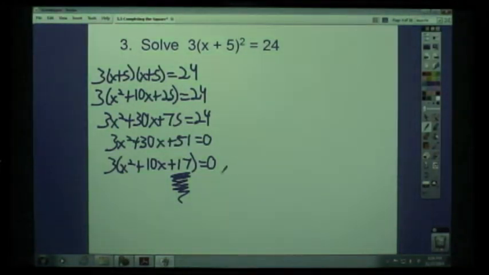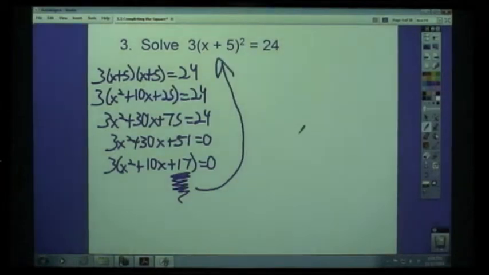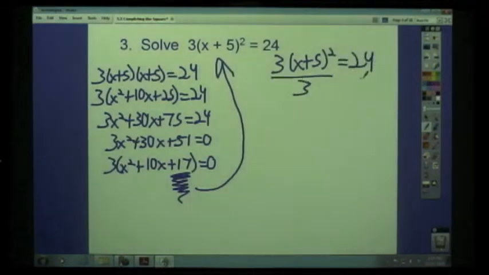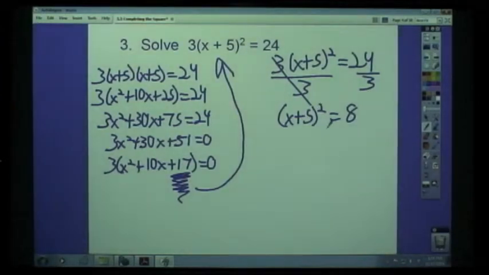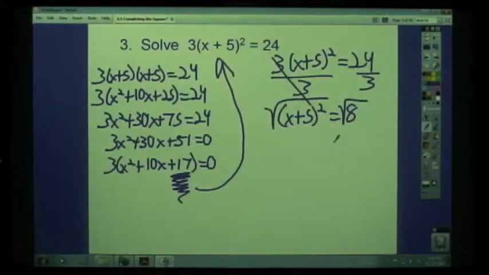One of those ways is if you can get the equation to look like what we started with. Notice that what we started with here, if I would have taken it at the very beginning and divided by 3 on both sides, it would have canceled out the 3 on the left and left me with x plus 5 squared. 24 divided by 3 is 8. And so then I have x plus 5 squared. That's a perfect square. We know how to solve that by using the square root on both sides. That's what we talked about a lot last class and even the class before we took our little mini test.